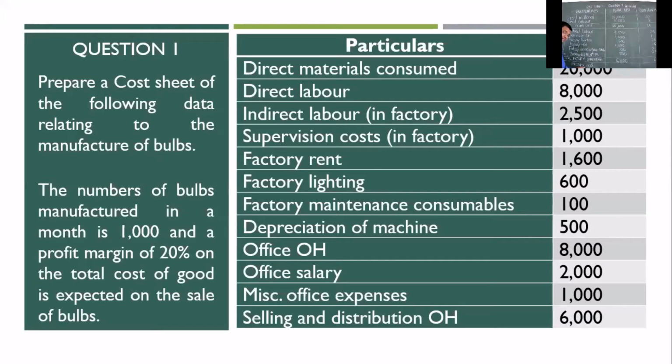Now I will have to calculate my factory cost. So how will I calculate my factory cost? Prime cost plus my factory overhead. So this works out to be 34,300. Cost per unit 34.3.